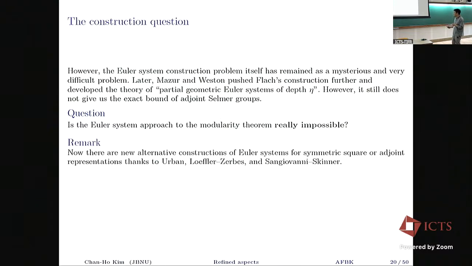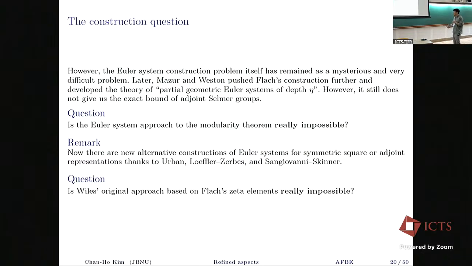Now there are new alternative constructions of Euler systems for the symmetric square or adjoint, thanks to Eric, Raphael Jervis and Sangiovanni Skinner. So let me change the question a little bit. Is Wiles' original approach based on the Flach Z elements really impossible?